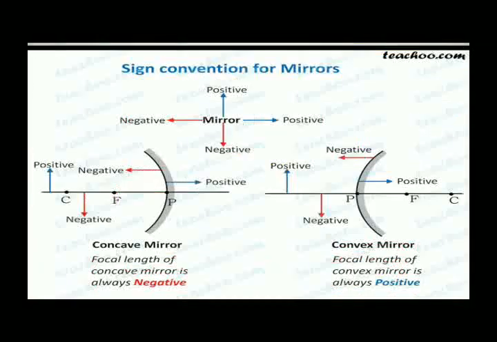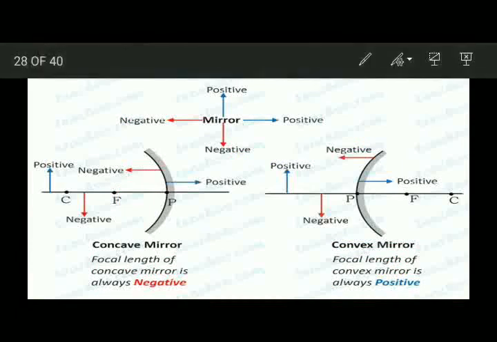Let's now study the sign convention for concave and convex mirrors. So here we can see distance to the right is taken as positive, distance to the left is taken as negative, height above, that is towards the positive y-axis, is taken as positive, and height below is taken as negative. In a concave mirror, you can see the object distance, because the object is always standing to the left of the mirror, is always negative.